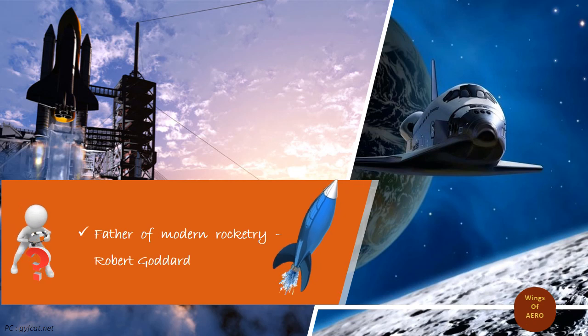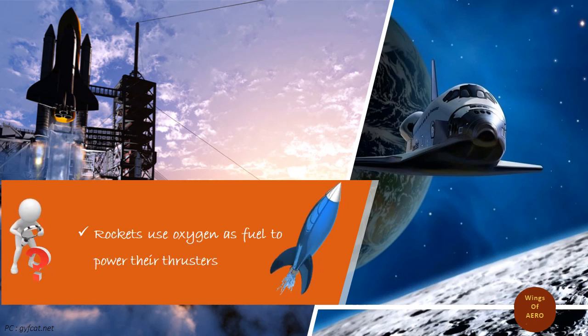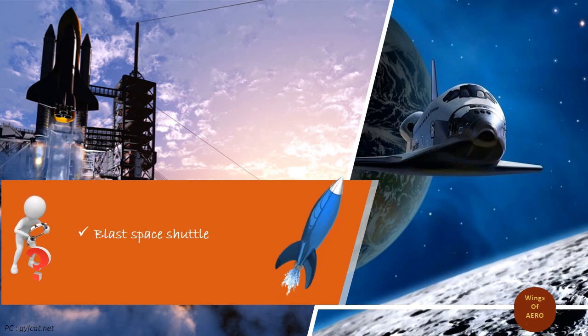Did you know? Robert Goddard is considered the father of modern rocketry. He built the first liquid-fueled rocket in 1926. The rocket climbed 12 meters in 2.5 seconds. Rockets use oxygen as fuel to power their thrusters. When used with an oxidizer, they created a propellant that moves the rocket around in space. Rockets are used to blast the space shuttle into orbit as well.